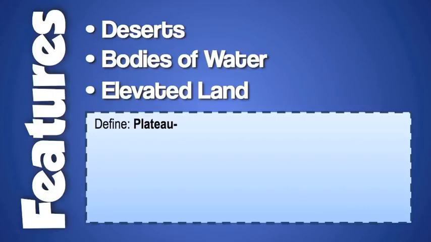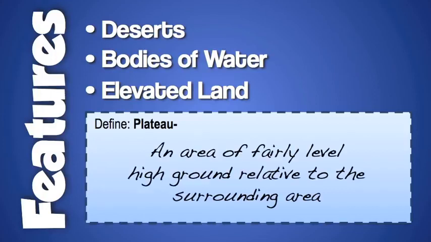Now, the first thing that we need to address here is that Africa is a plateau. What is a plateau? That's an area of fairly level high ground relative to the surrounding area. And we're saying that all of Africa is a plateau, meaning that Africa itself is elevated land.